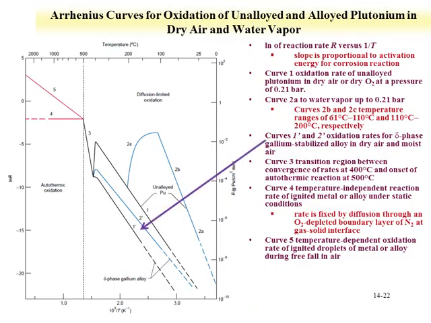This is the behavior of the gallium-stabilized delta phase in dry air and moist air, respectively. And we see that those oxidation rates are lower, so the alloy has a little bit better stability against oxidation when compared to the metal.